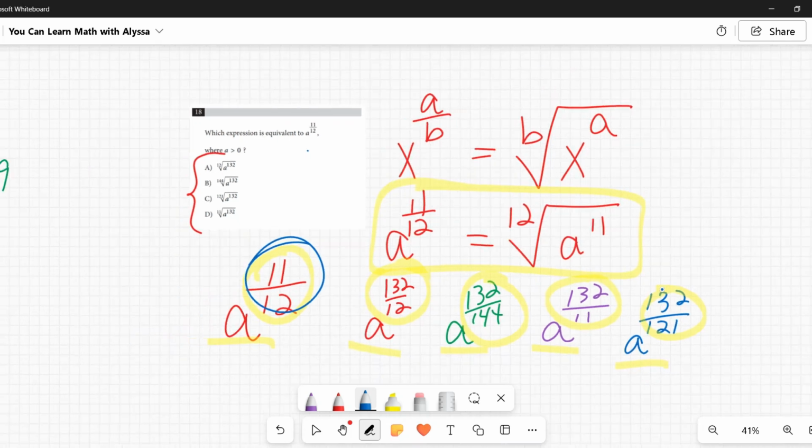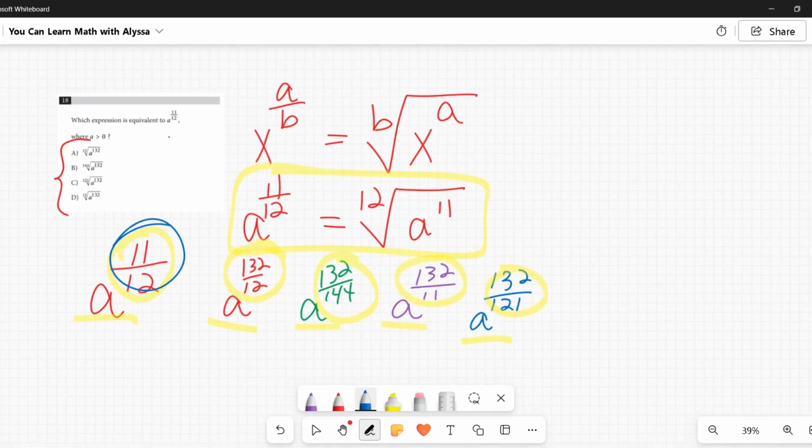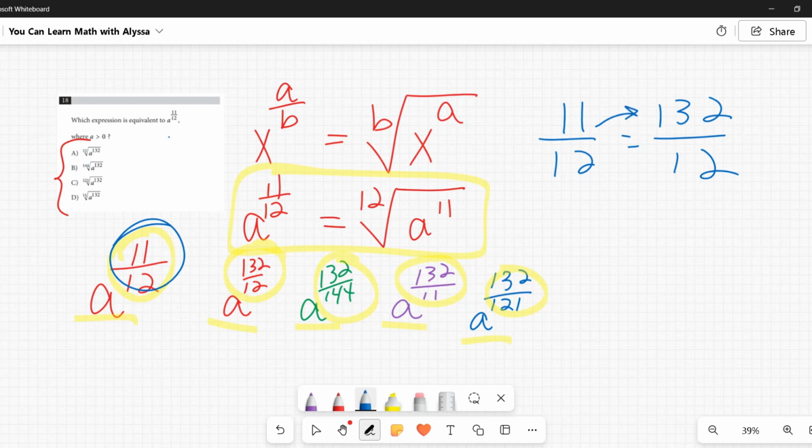Is 11 twelfths the same as 132 twelfths? Does 11 twelfths equal 132 twelfths? No, there's no way to get from 11 twelfths to 132 twelfths, or the other way around, either way. So I couldn't multiply 11 twelfths by anything to get to 132 twelfths, and I couldn't simplify this to get to 11 twelfths.